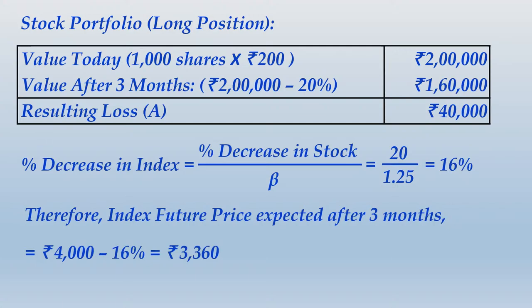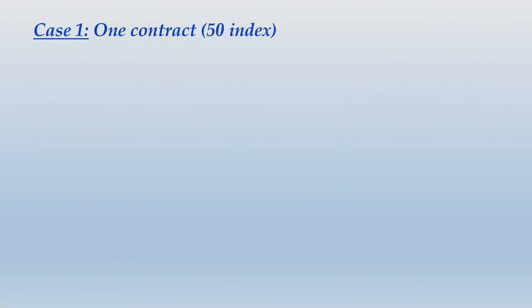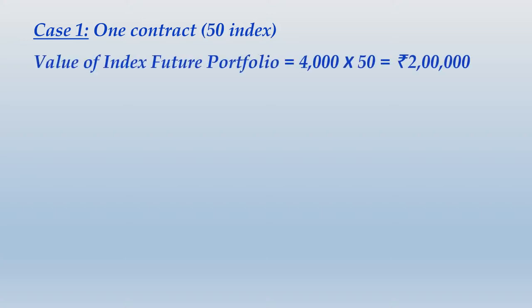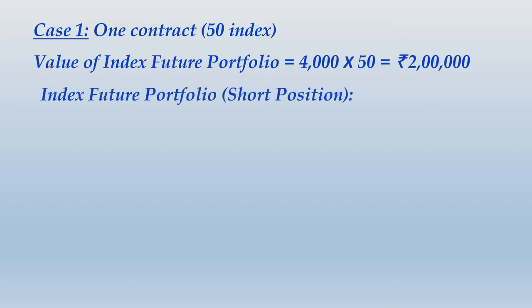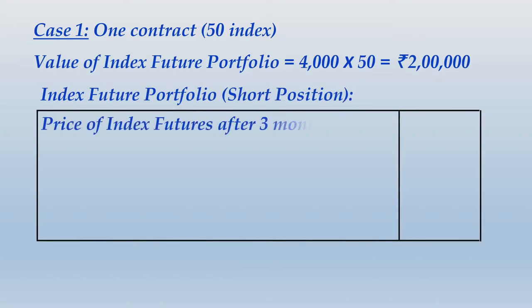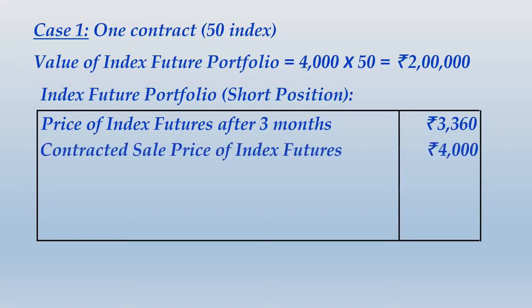Alright friends, once you have taken the screenshot of this working, let us move ahead and deal with the first case where you have taken one contract, that is 50 index with a short position. The value of your index future portfolio will be 4000 into 50, that is 2 lakhs. For the index future where you have a short position, what will be the outcome? The price of index futures after 3 months, we have already shown how we got 3360, and the contract price of index futures is 4000, means you have agreed to sell. Why sell? Because you have taken a short position.